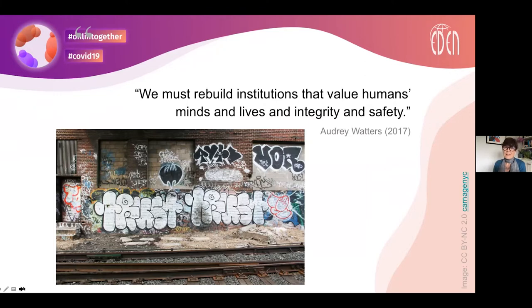And my last slide is just this one before the discussion. The changes that are taking place right now in our higher education institutions are rapid. Some of them are based on limited information, and our role right now is to try and make sure that we rebuild institutions that, as Audrey Waters says, value humans' minds and lives and integrity and safety. And that's always important, but no more so than right now.